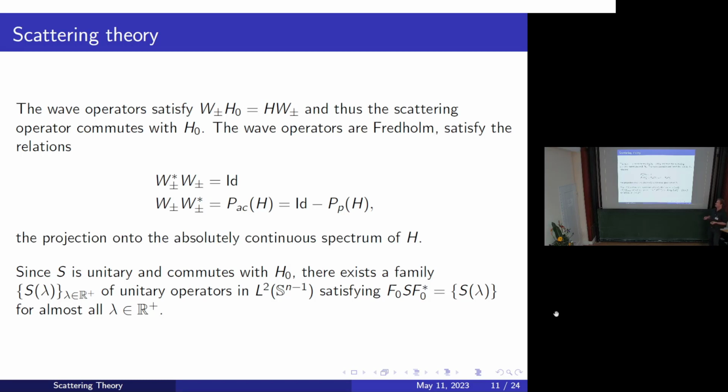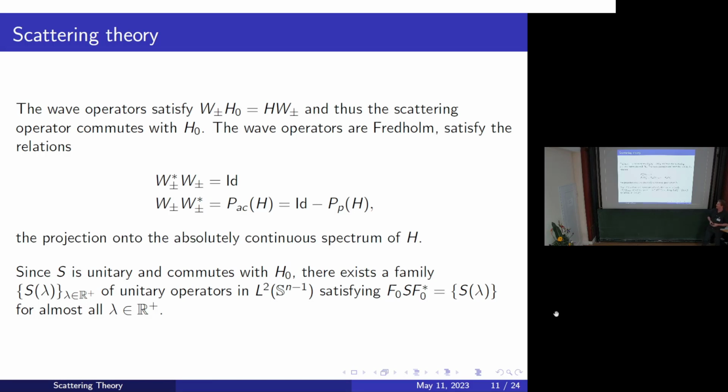If you do W plus/minus adjoint times W plus/minus, you get the identity operator. If you do it in the other order, you get the projection onto the absolutely continuous spectrum, which, given our assumptions, is just the identity operator minus the projection onto the eigenvalues, the point spectrum.